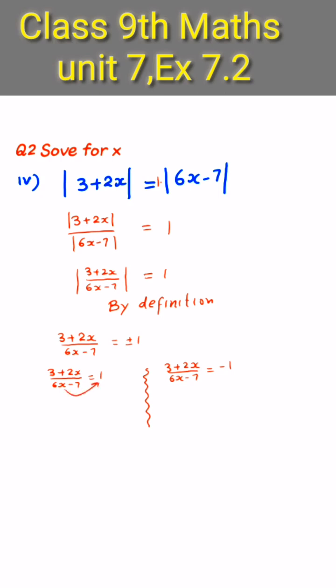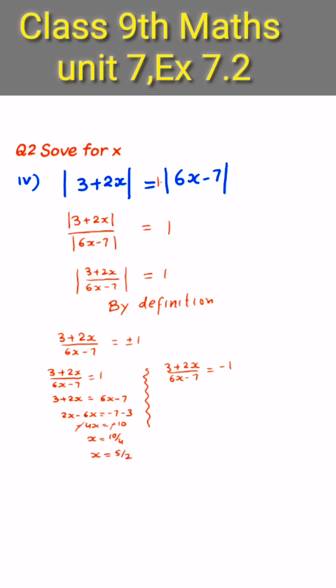Now multiply this one with 1. We will get 3 plus 2x will be equal to, any number multiplied by 1 will remain the same, so it will become 6x minus 7. Now combine the terms of x. 2x minus 6x, minus 7 minus 3, it will become minus 4x, and it will become minus 10. Minus is cancelled with minus, so x will be equal to 10 by 4, which is equal to 5 by 2.